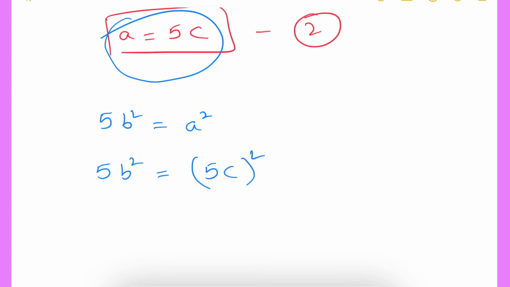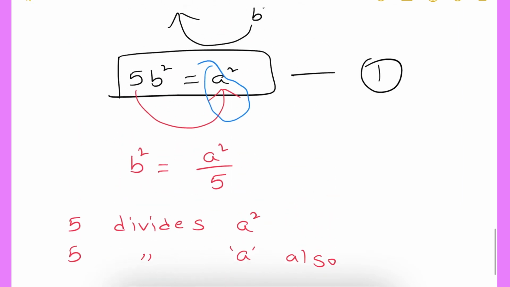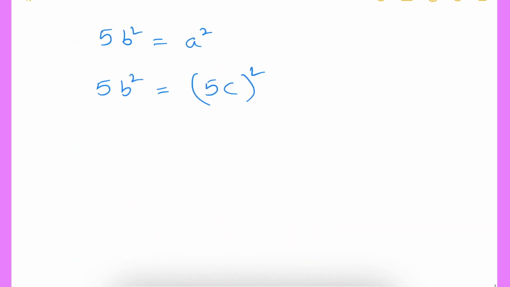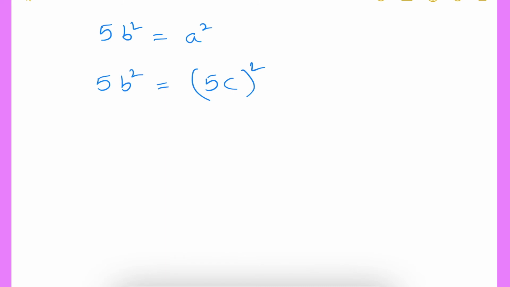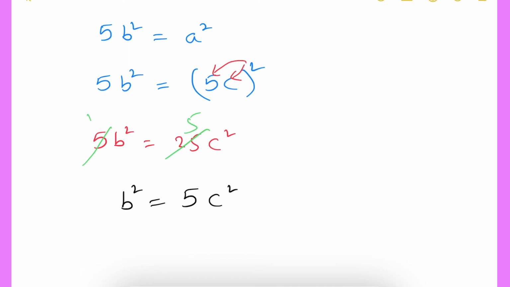Okay, done. 5b square equals a square from the first equation, and I am substituting the second equation in the first equation, that is 5b square equals 5c whole square. So if we simplify, 5b square is equal to 5c whole square. This square is for 5 as well as for c also. So 5 square is 25 and c square. Now on the left side 5 ones are, on the right side 5 fives are. Then we remain with b square equals 5c square.